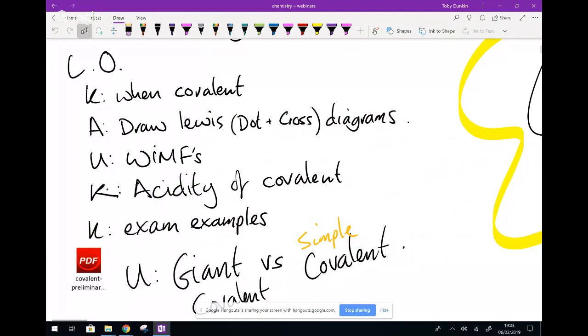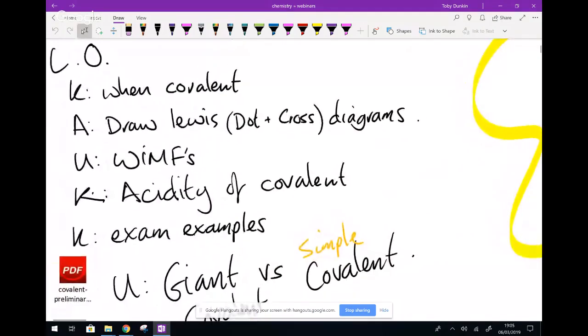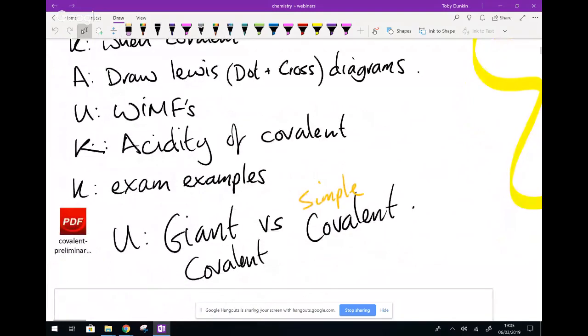We're then going to pick up the acidity of covalent compounds, and then we're going to drop into knowing the exam examples, and at that point, that brings to a close the simple. And then I'm going to finish off with understanding giant covalents versus the simples. And at that point, although I will probably run a second webinar just to cover things like diamond and graphite. I mean, graphite needs an entire webinar all on its own, but I will be covering it today as well. But it's going to be taking a bit of a sideline.